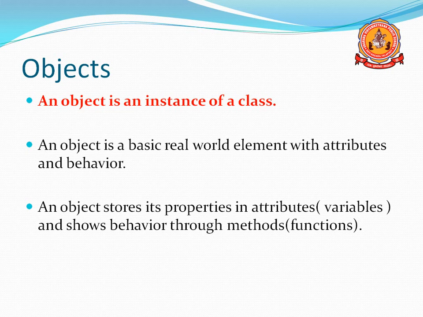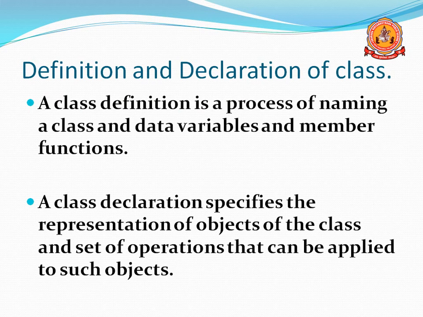An object is a basic real world element with attributes and behavior. Attributes are nothing but variables. An object stores its properties in attributes, meaning variables. It stores the data in variables and shows behavior through methods, meaning functions. An object uses functions and it also uses variables.